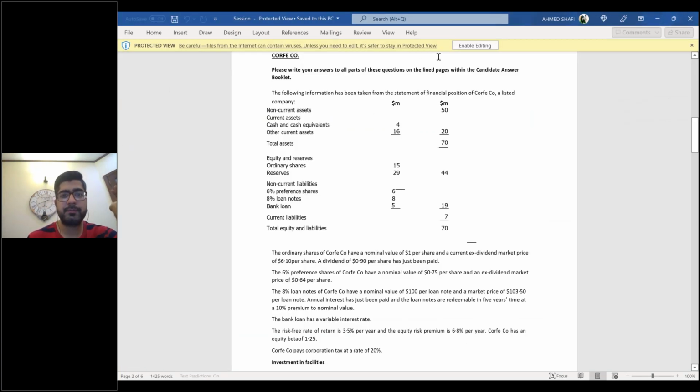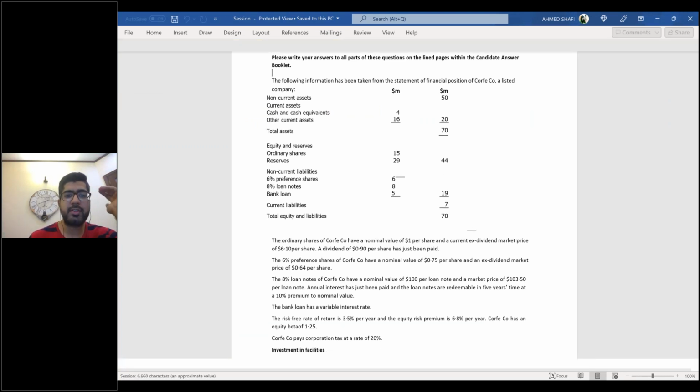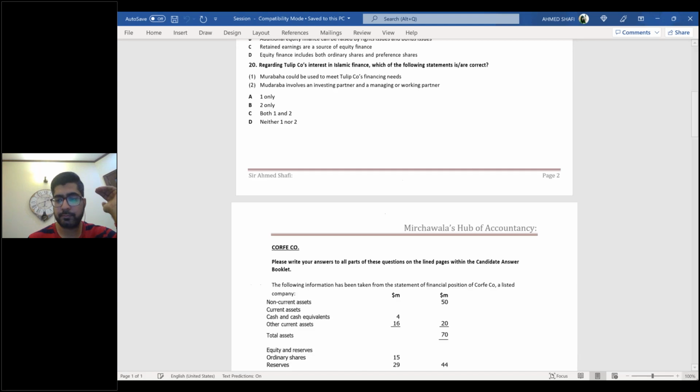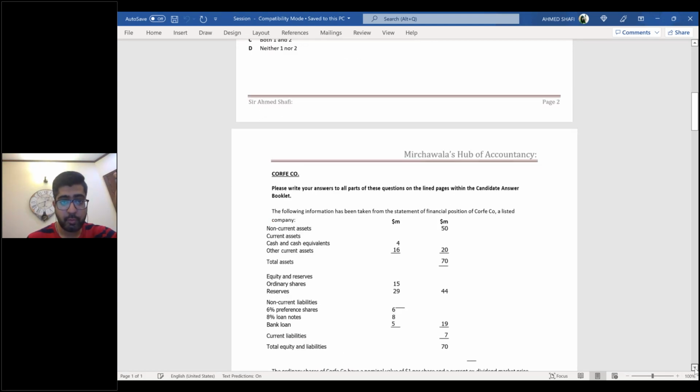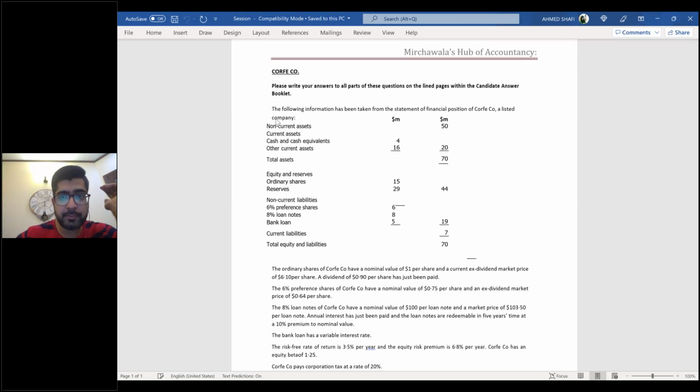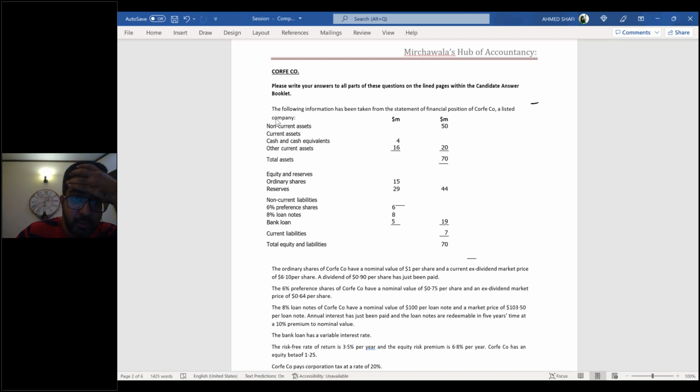If you go and look at the balance sheet, you can see that the company is financed from how many sources? Are you seeing equity, ordinary shares? Yes. Debt, loan notes? Yes. Bank loan? Yes. Preference shares? Yes. So in short, this company is financed from all 4 sources: equity, debt, bank loan, and preference shares. Since the company is financed from 4 sources, how will you make the equation of VAC?